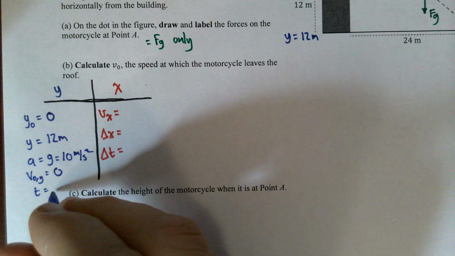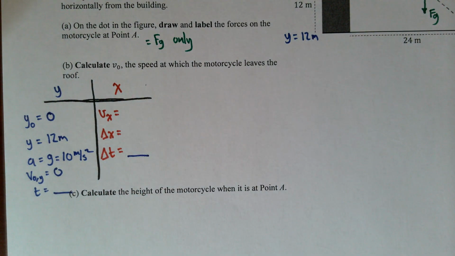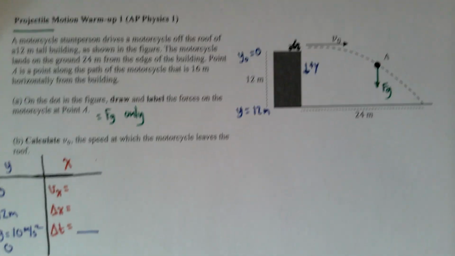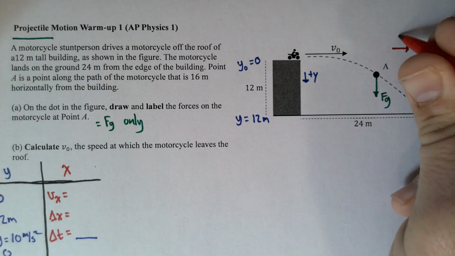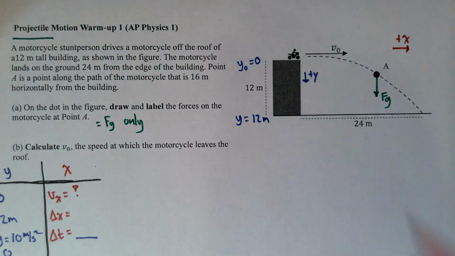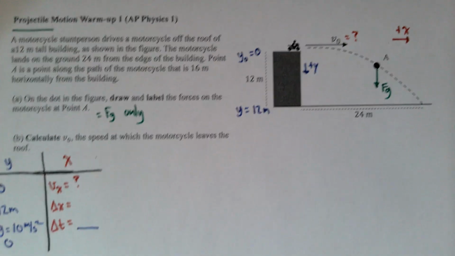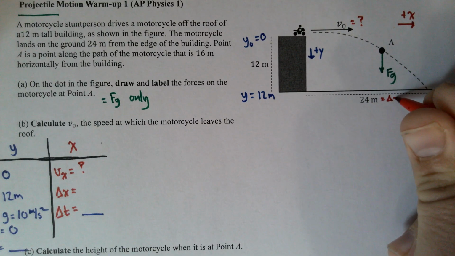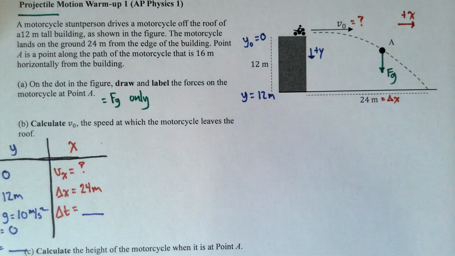And the key to remember is that time is the thing that connects our two axes of motion together. The initial velocity is in the x direction. Since this arrow points in the plus x direction, the x velocity is our question mark. That's what we're trying to figure out here. The horizontal distance it lands, I can call that delta x, so x equals 24 meters.